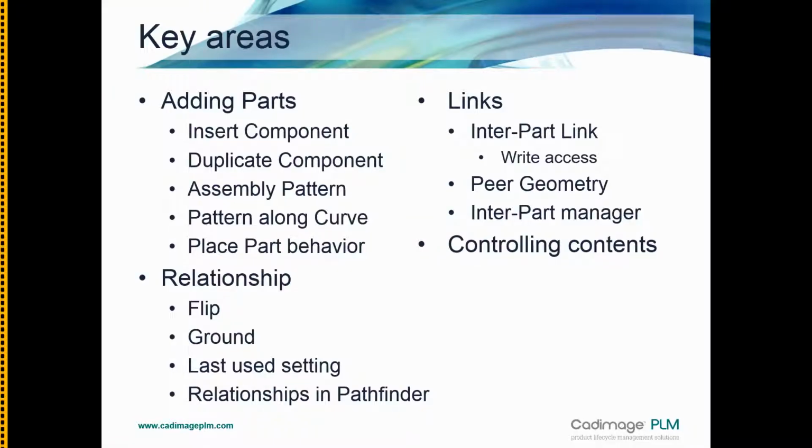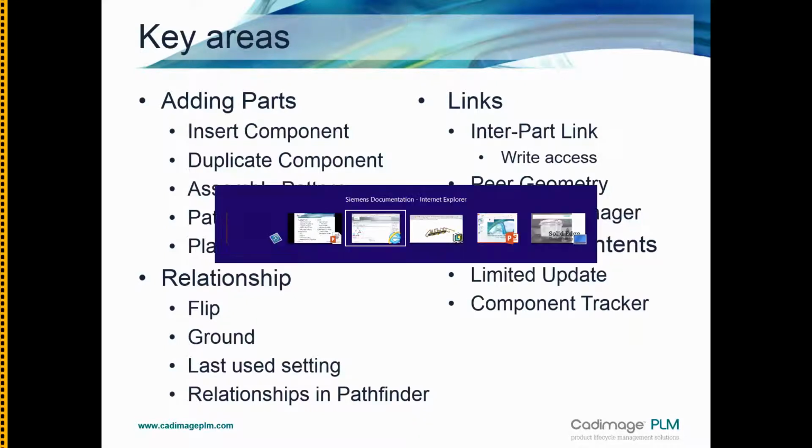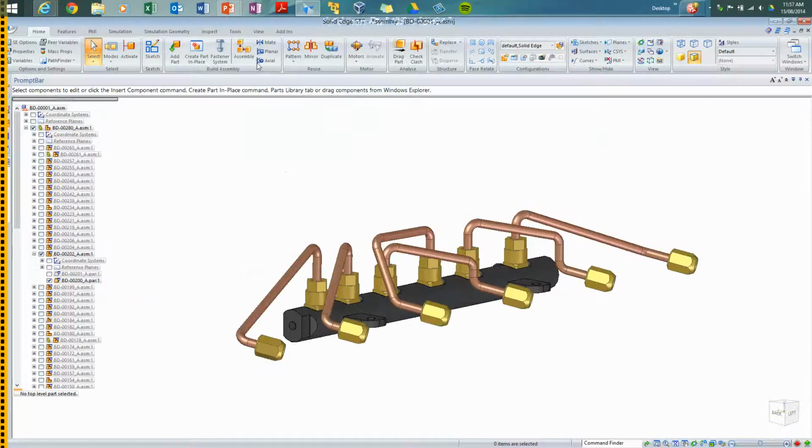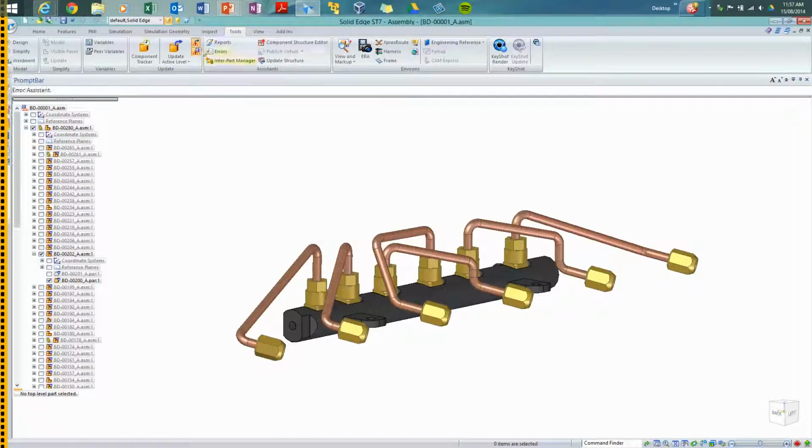Back to PowerPoint. So that's some of the associative link changes they've made as well. And as the last topic to have a look at here, controlling the contents of the assembly. There's a couple of tools, limited update and save update and component tracker. All those tools kind of go hand in hand. If we go back to the tools tab here, they've added in these three tools, four buttons.